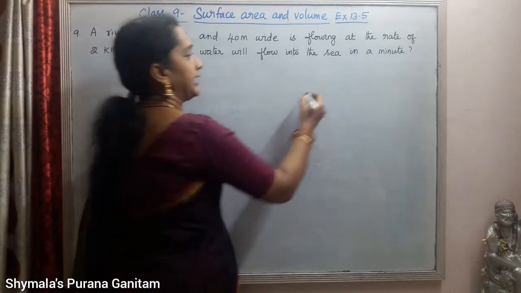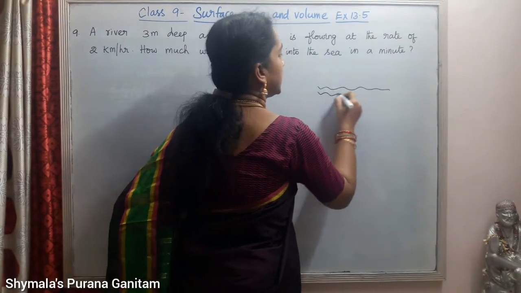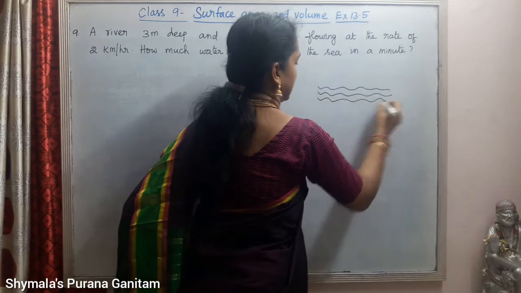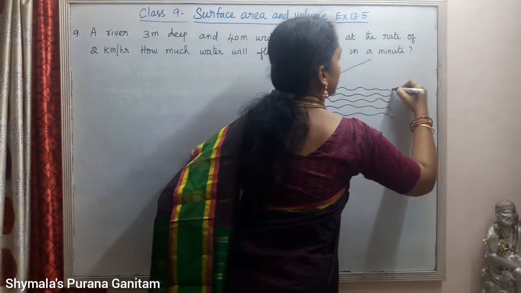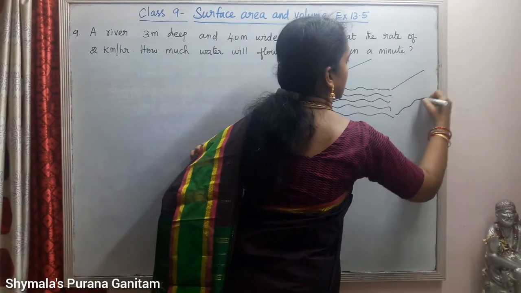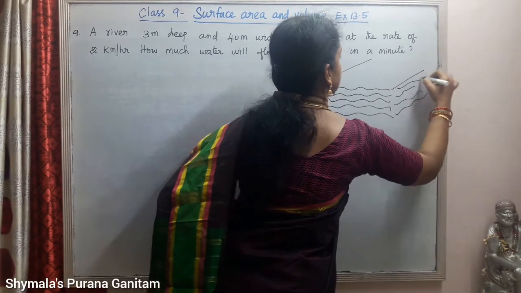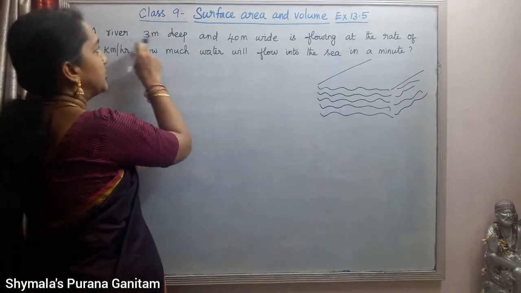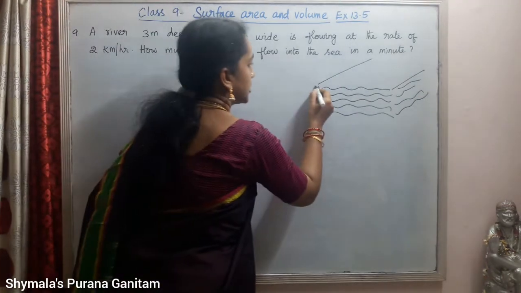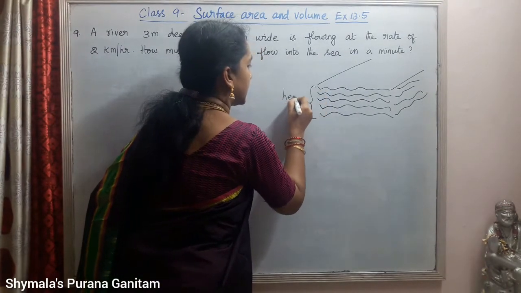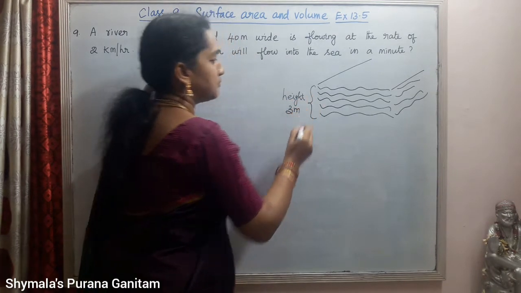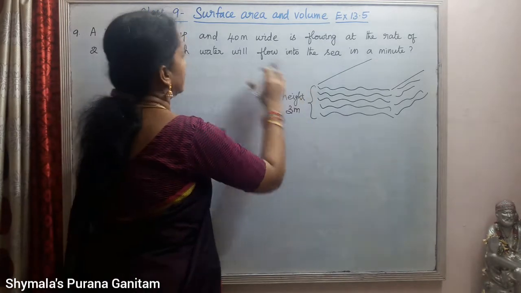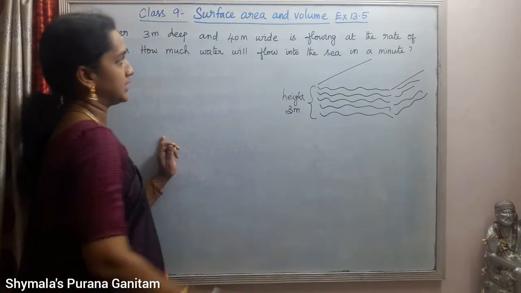So, if we take a river, for that river the information is given. This is a river, and the river will be flowing like this. So for this one, a river 3 meter deep. Deep means the height of the river is given as 3 meter.